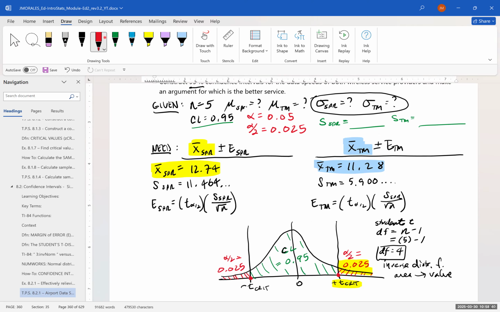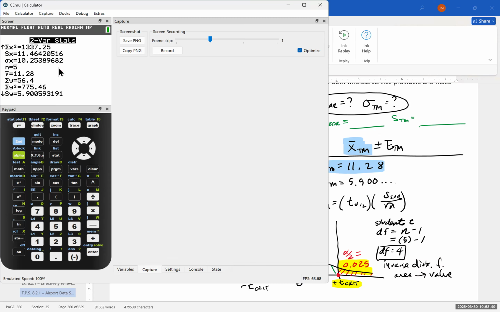The Texas Instruments natively is going to give us that one. It'll be a negative number, but it'll pretty much be the same number. All right, so let's go back over here to the Texas Instruments and go to the distribution menu, and we'll use the native inverse t function. So we have an area of 0.025 with 4 degrees of freedom this time. Enter. Okay, so we're going to get a positive 2.776.